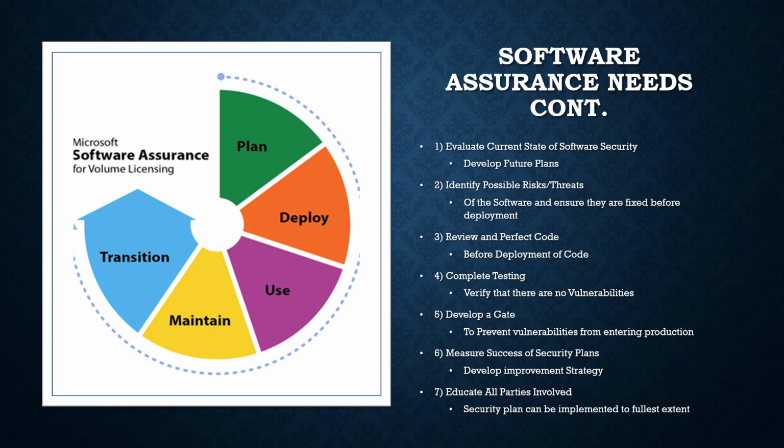We have to complete all testing by verifying that there are no vulnerabilities before it is sent out. A gate must be developed to prevent vulnerabilities from entering the product at all. 6, measure success and security plans and develop improvement strategies. So we're not just here to measure the success of the security plans, but we need to also develop improvement strategies in order to continue being better. And 7, and lastly, we need to educate all parties involved of the security plans so when they are implemented, they can be implemented to the fullest extent.